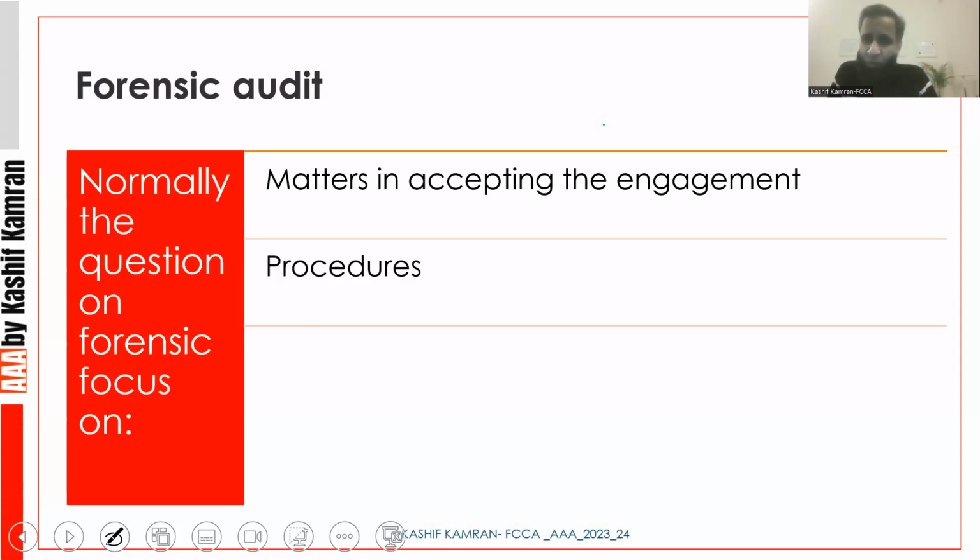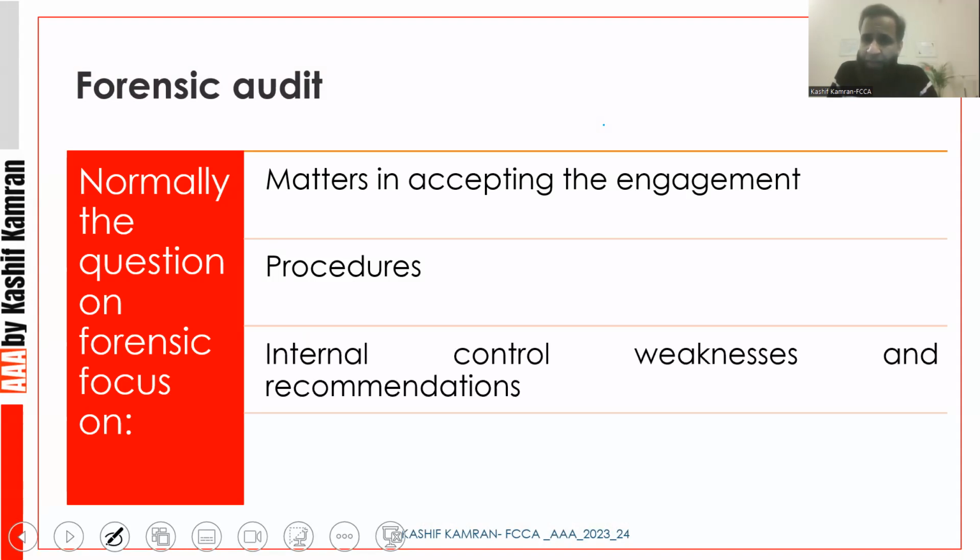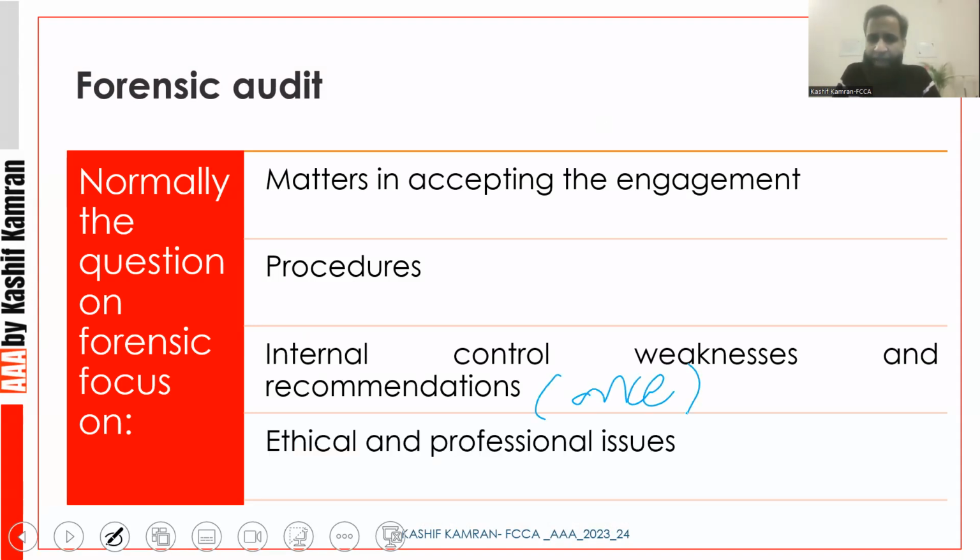Procedures is the most important area for forensic audit. And then internal control weaknesses, identifying and explaining the weaknesses in internal control, just like a typical F8 question, and recommendations. This has come once in the past papers, right? Weaknesses and recommendations. And then ethical and professional issues.